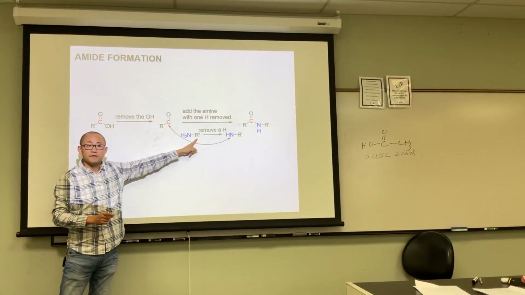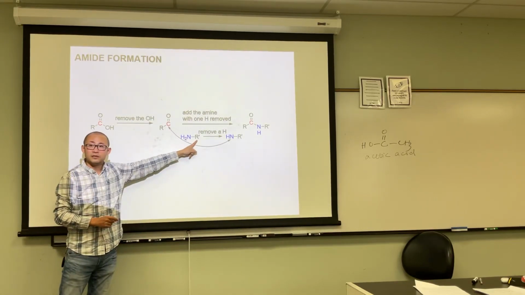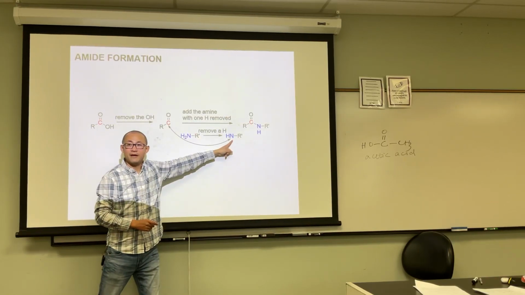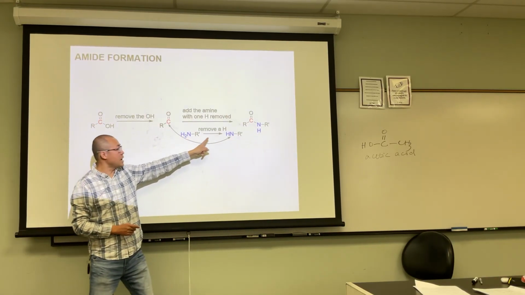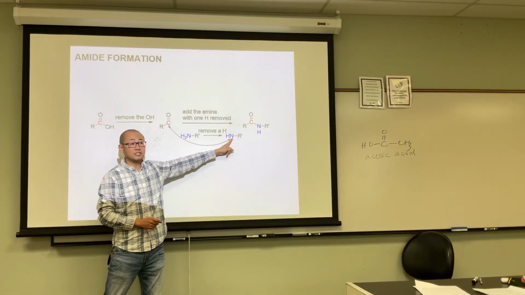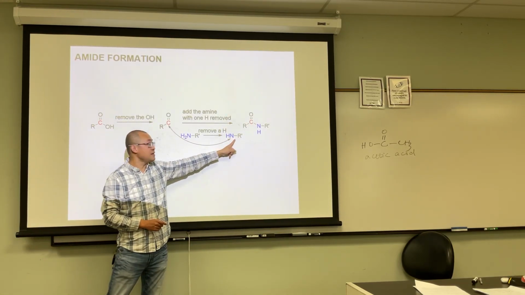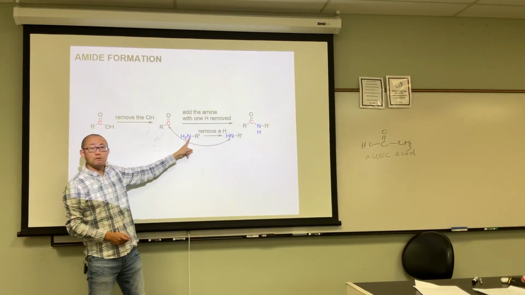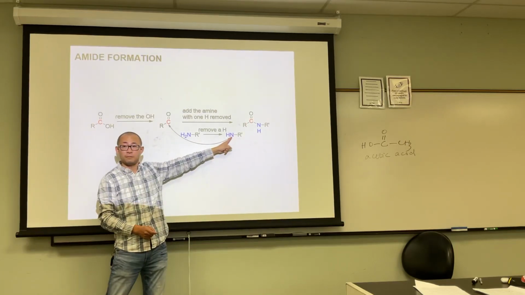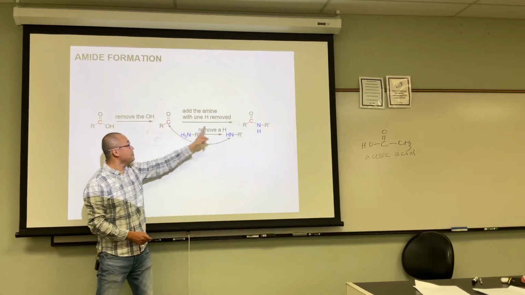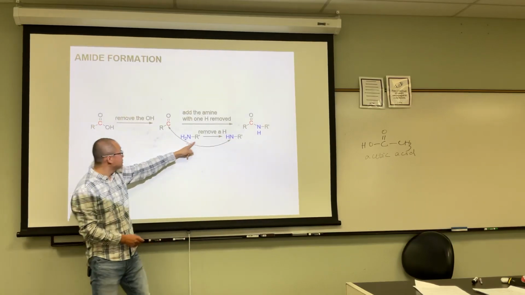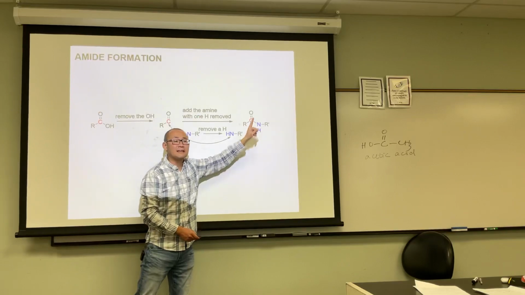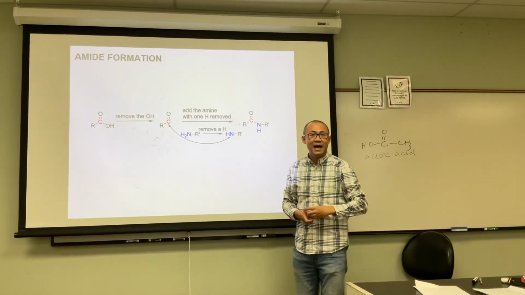Then, if you have an amine, you remove a hydrogen. NH2 now becomes NH, because you take a hydrogen off. Again, your nitrogen now misses something, because you had NH2 before you took a hydrogen away. The C and the N are both missing something, then we make a bond between the C and N, and we get an amide. You guys see that?